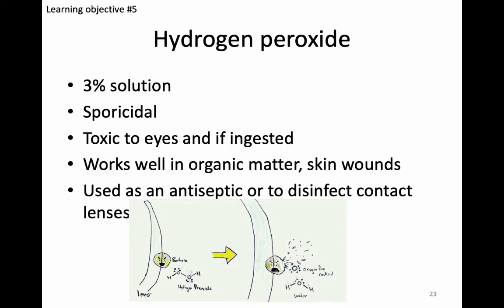Hydrogen peroxide is usually used as a 3% solution. It is sporicidal and able to kill bacteria that can form endospores. It works well in organic matter and skin wounds, and it's also commonly used for contact lenses. Hydrogen peroxide creates a lot of free radicals, which are very reactive molecules, so they react with components in the cell, and in that way destroy the microbe.